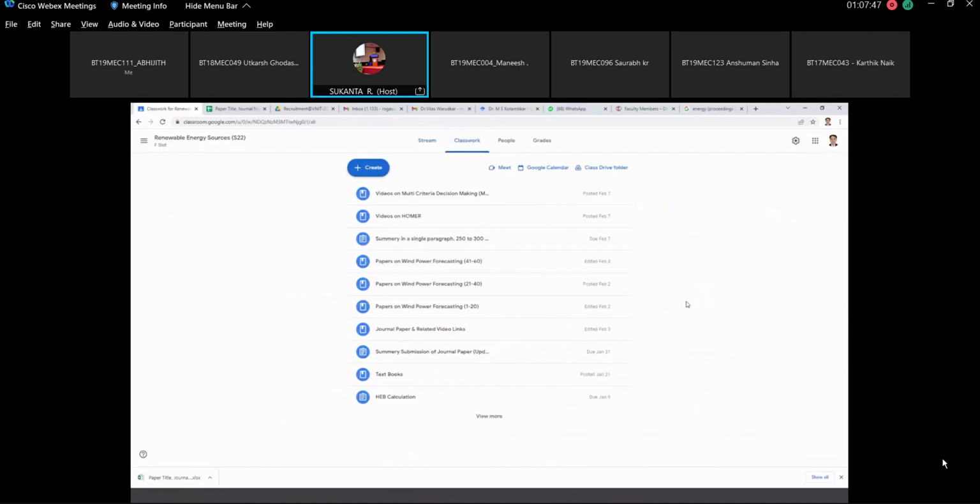Can you see the classroom? I have uploaded the materials over there, so you can refer to the same.